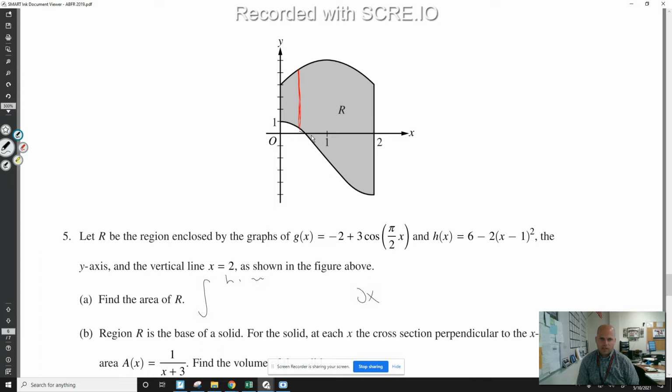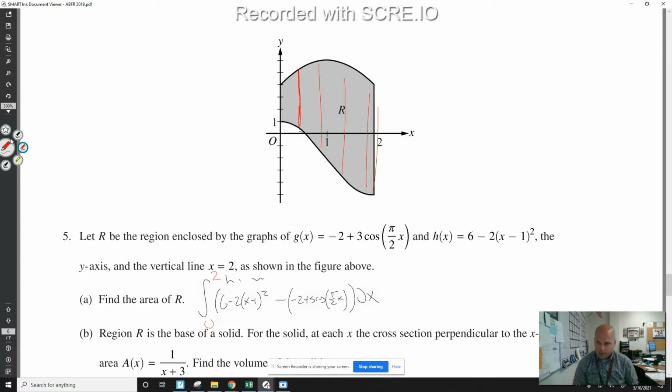To figure out which one's the top and which is the bottom, if I plug in 0, this is 4. If I plug in 0, this is 1. So this is the top, this is the bottom. So I got to do 6 minus 2 times (x minus 1) squared, the top, minus the bottom, negative 2 plus 3 cosine of pi over 2 x. Summing up these vertical rectangles from a leftmost point to a rightmost point, 0 to 2.